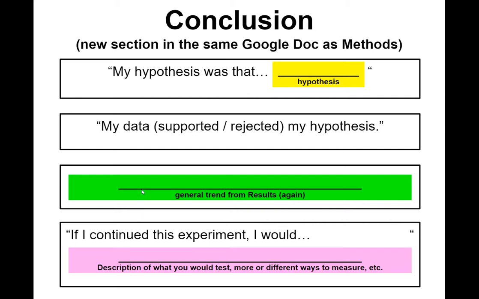It doesn't matter that you just said it in results, because scientific writing is broken into these formal chunks where you state certain things at certain times. And then last, if I continued this experiment, I would, and then go on to say what you would test or more different ways to measure, how you would correct problems. And don't say, I would have picked a different project because this was boring. No, no, no. That's not what you do. You say for this exact project, how would you improve that?